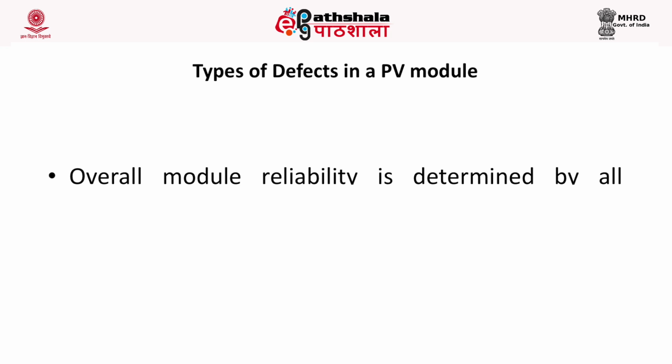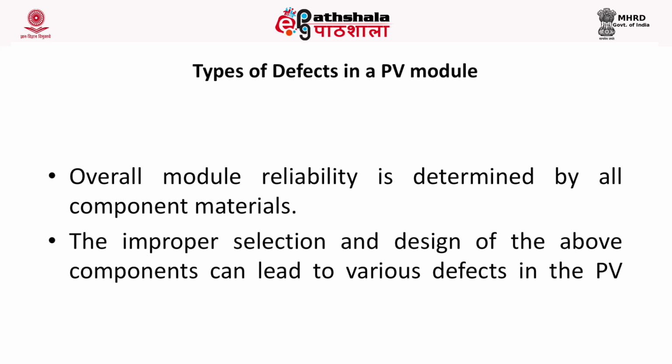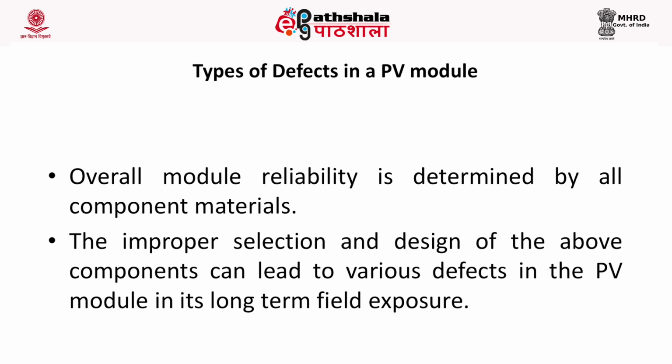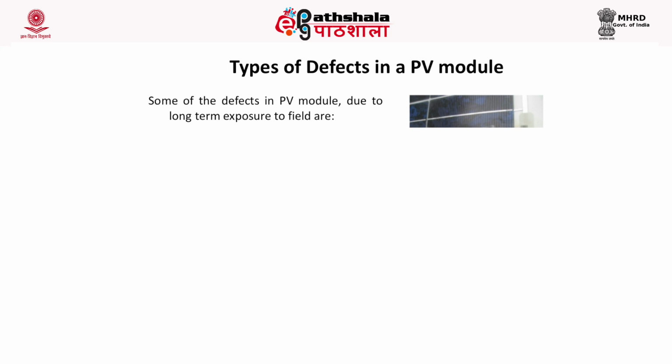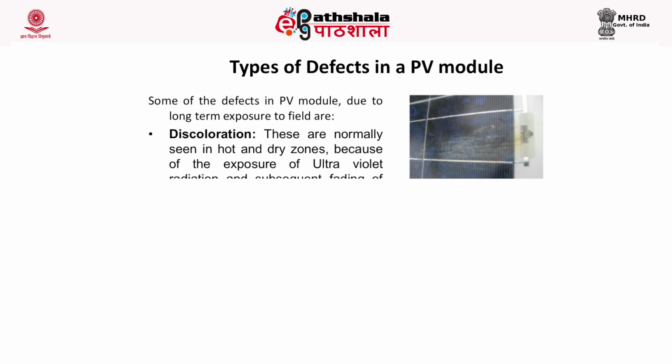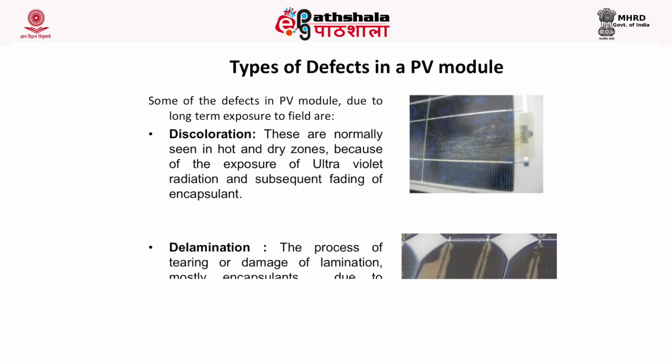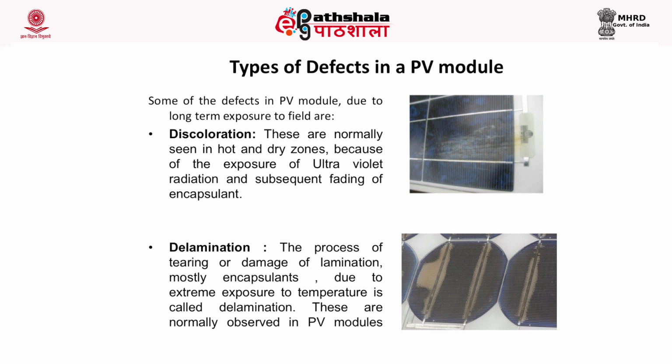The types of defects in a PV module. The overall module reliability is determined by all the component materials, and improper selection and design of the components can lead to various defects in a PV module in its long-term field exposure. Some of the defects in PV modules due to long-term exposure to the field are discoloration. You can see in this picture, these are normally seen in hot and dry zones because of the exposure to ultraviolet radiation and subsequent fading of the encapsulant.